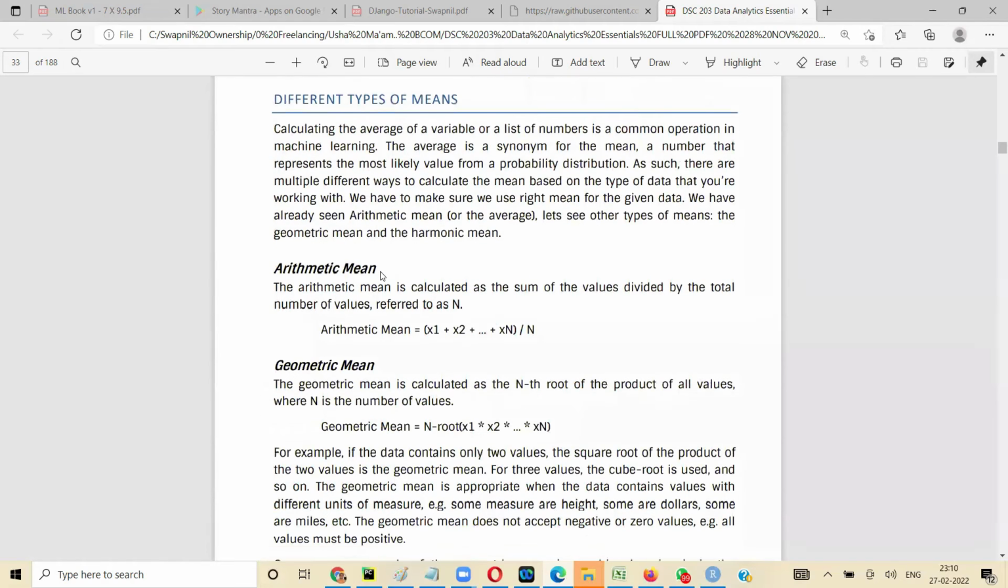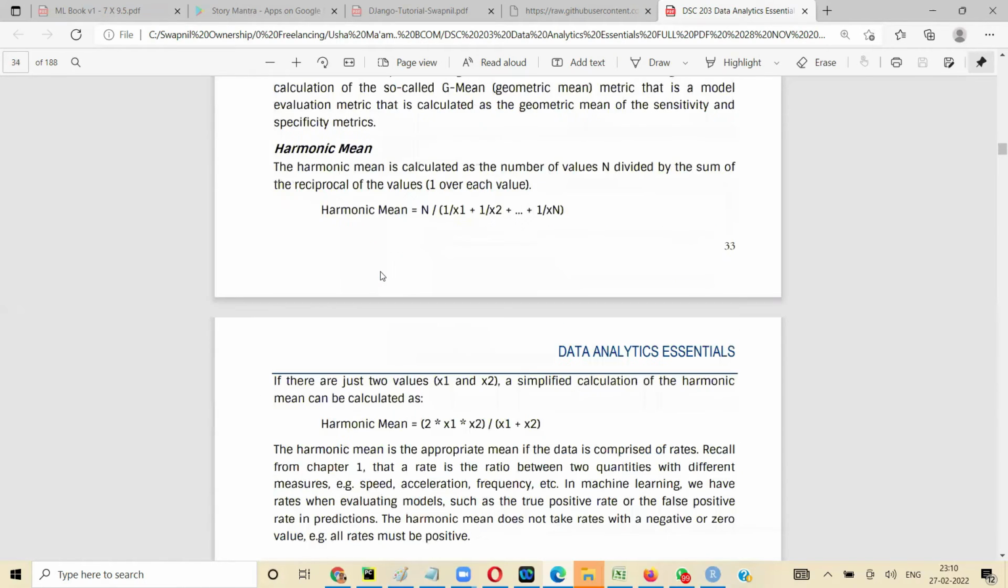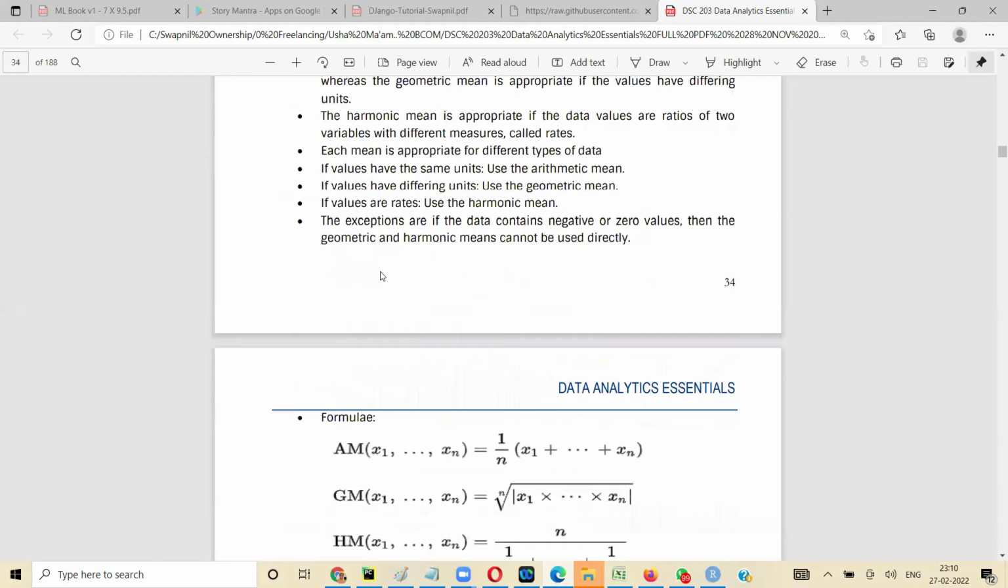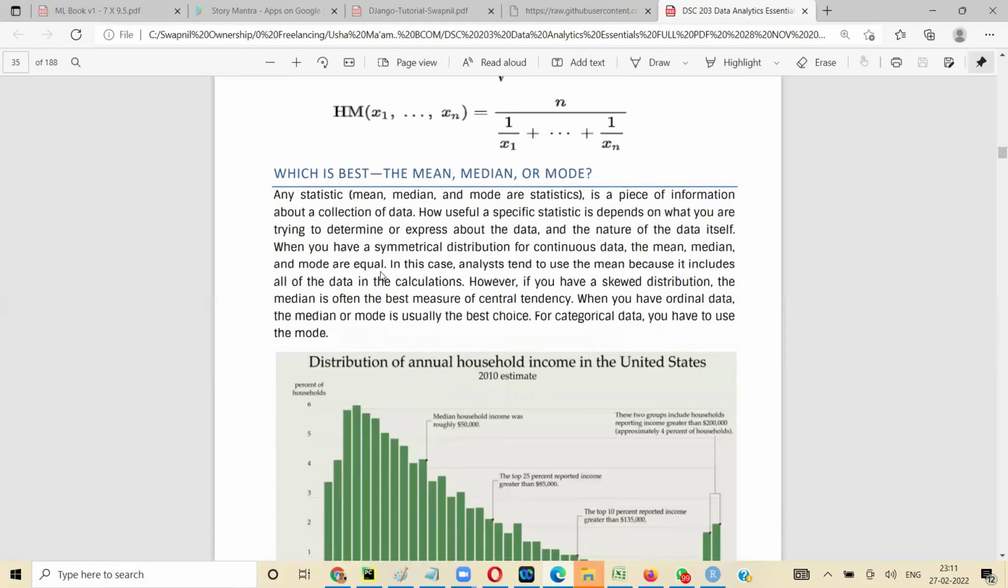I'm not going to talk about what arithmetic mean and geometric mean are. They have different meanings, and you can read about them. What is best: mean, median, or mode? Tell me, what do you think is the best metric? Mean. Okay, so first thing, mode is not very significant. So let's rule out mode first.